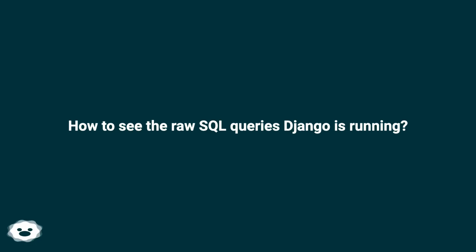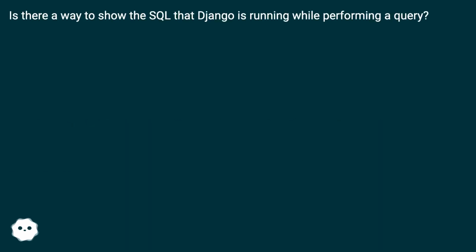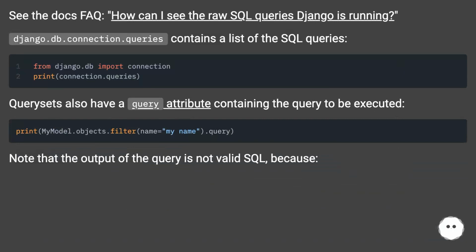How to see the raw SQL queries Django is running. Is there a way to show the SQL that Django is running while performing a query? See the docs FAQ: How can I see the raw SQL queries Django is running?